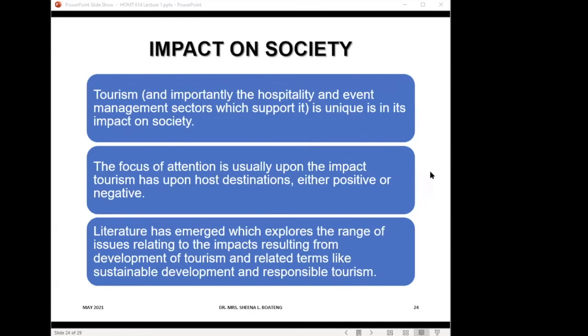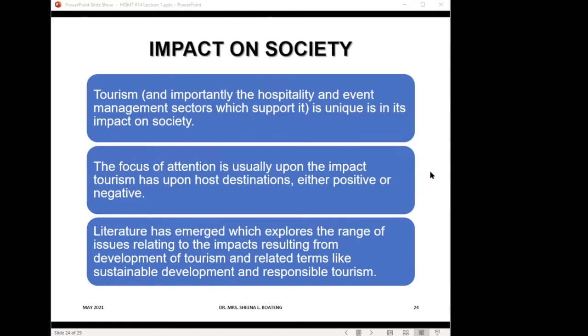And we can also talk about the impact of the industry on society. This is a very important characteristic because the effects of the tourism and hospitality industry are far-reaching, right? The focus of attention is usually upon the impact that it has on the destinations in which these institutions are situated, be it positive or negative, right? Depending on the kind of tourism being practiced or patronized, it can have either a positive or negative effect on the destinations in question.